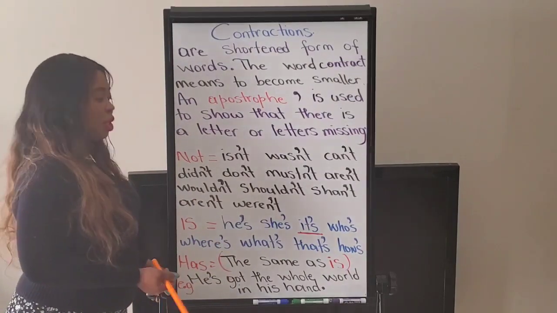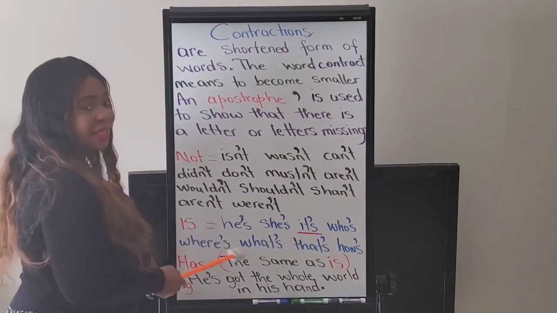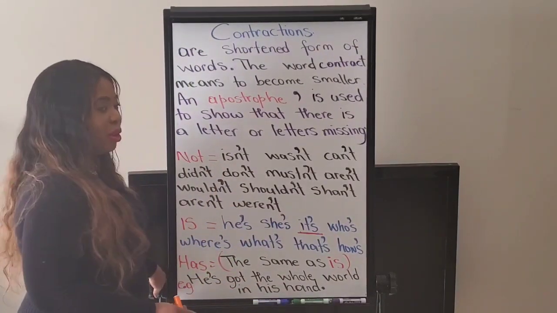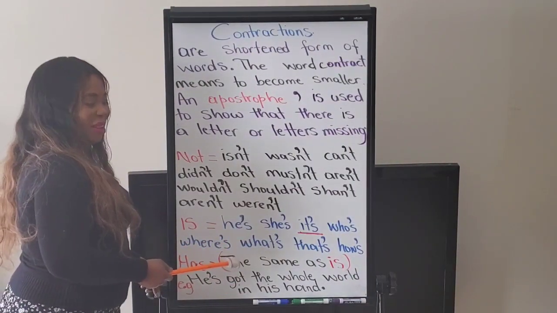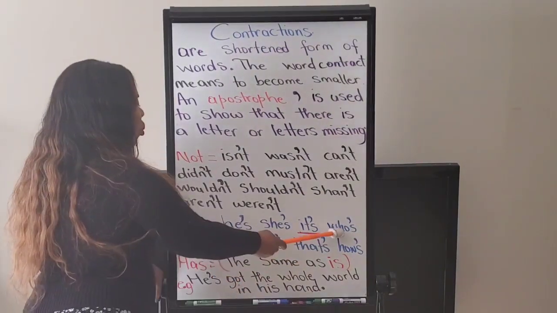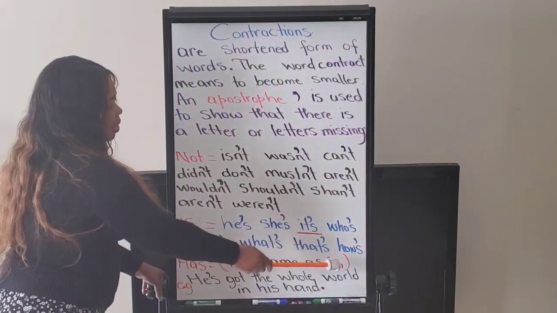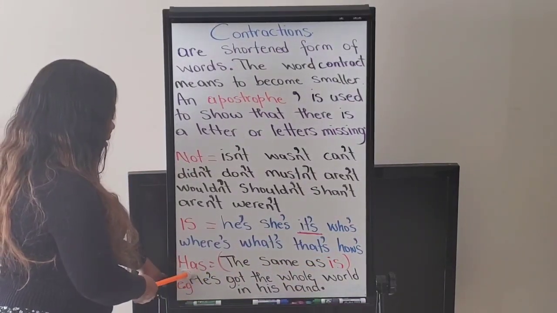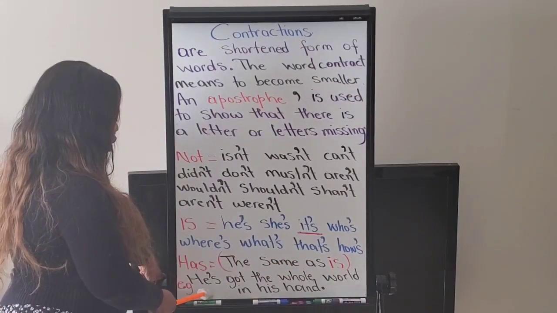All right, my geniuses. Now let's look at those that are associated with is. Again, I'm just giving you some. There are many more, in fact. So: he is, he's; she is, she's; it is mine, it's mine; who's, where's, what's, that's, how's. One thing to note is that has is the same as is, and I'm giving you an example right here.